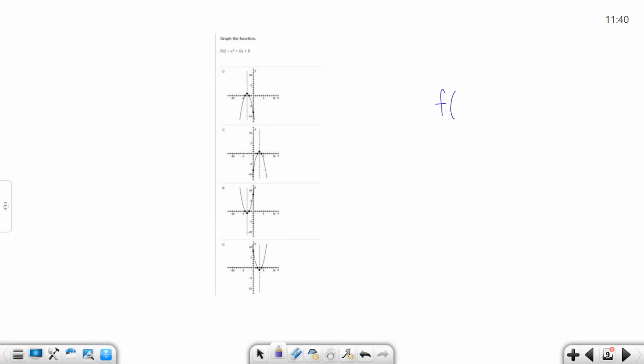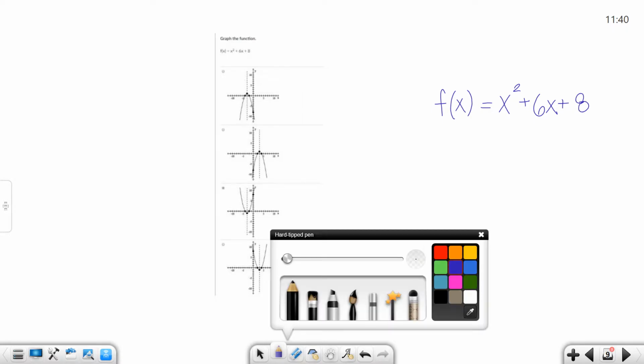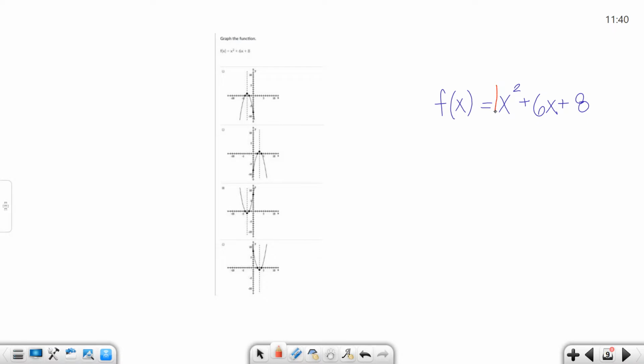This function is f of x equals x squared plus 6x plus 8. Out in front of that x squared, there's an understood 1. What I want to point out about that 1 is it's positive. This particular function starts with a positive number. If it starts with a positive number, that means this graph is going to open upwards.